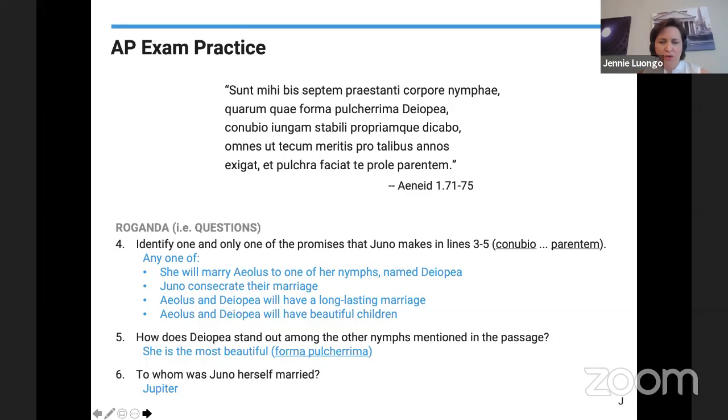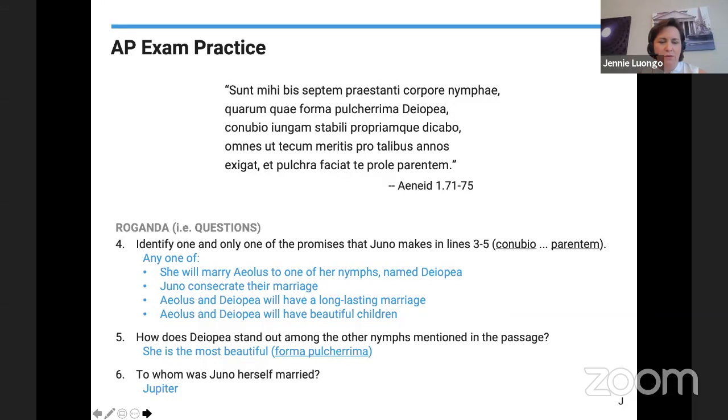All right, identify one and only one of the promises that Juno makes in lines 3 through 5. She promises that she will marry Aeolus to one of her nymphs named Deiopeia. She promises to join them in a stable marriage, a long lasting marriage. So he'll live out all of his years with you. She's talking to Aeolus. And then she says, et faciat, she will make you a parent of beautiful offspring.